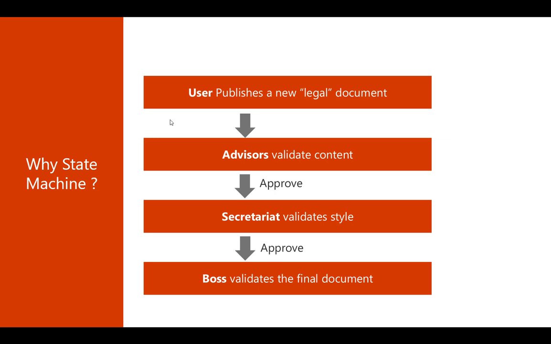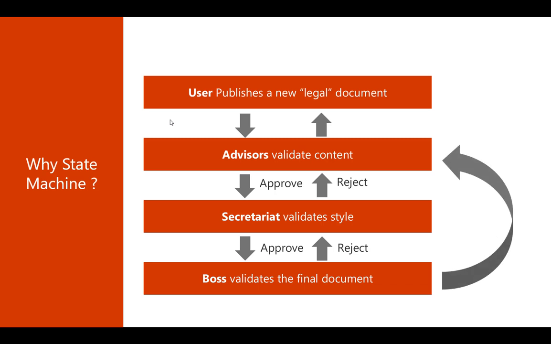And of course, these people might not validate it, so they might reject it. So the boss can reject, secretariat can reject, advisor can reject. So that means you need to go to the previous situation. And that's something which is not easy to implement in Flow. Because the boss can also redirect to any other states, like advisor, for instance, or to secretariat, right?